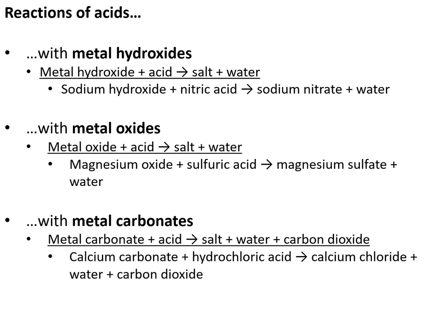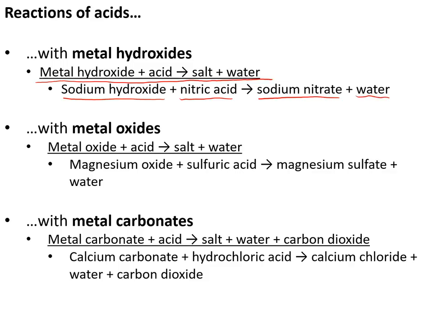In terms of the reactions of acids, there are three reactions of acids with bases that we need to know about. The first is the reaction with metal hydroxides. So metal hydroxide plus acid makes a salt and water. In this example, sodium hydroxide is our metal hydroxide, reacting with nitric acid, and it's going to make sodium nitrate and water.